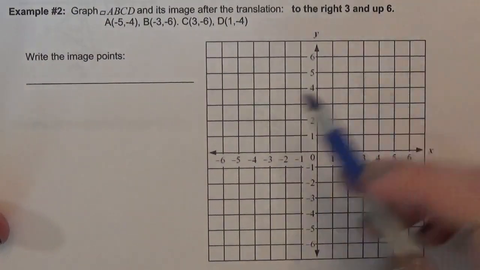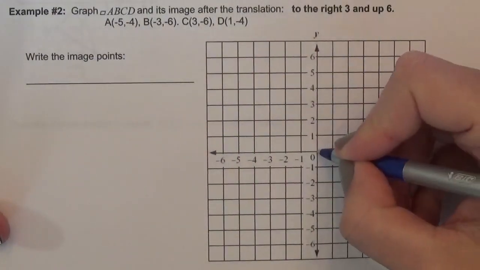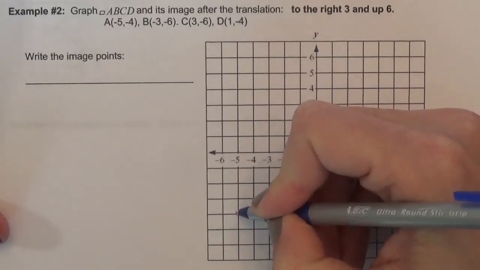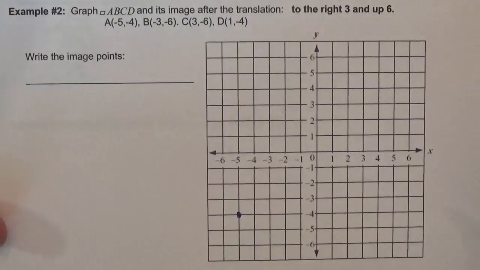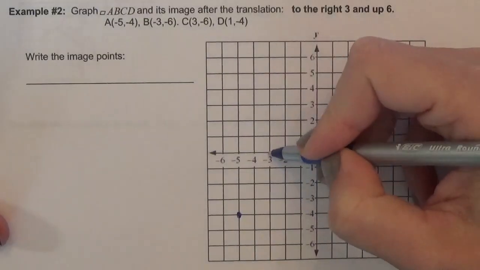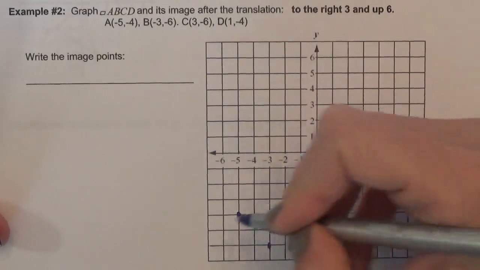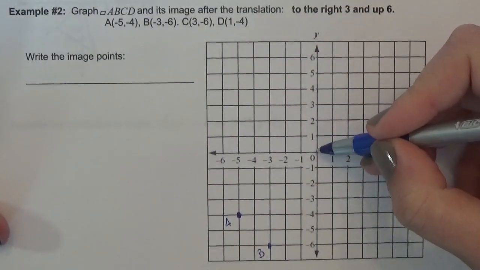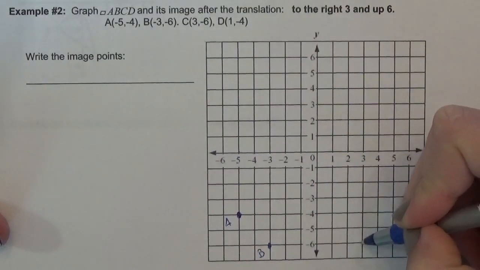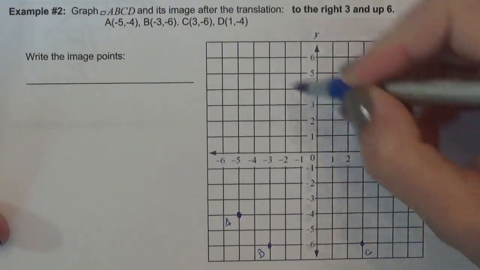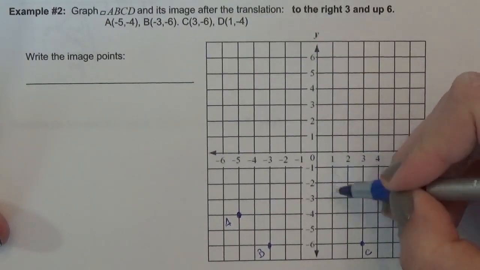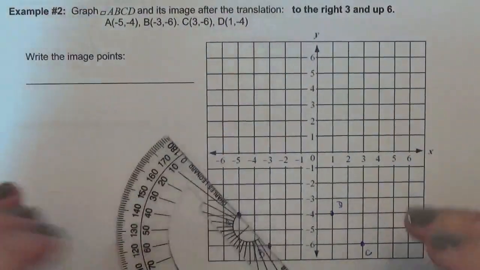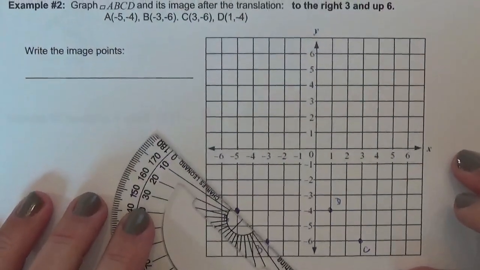Okay, so let's do this. Graph point A, (-5, -4). Notice how they labeled the lines here, not the spaces. Quite nice. Oh, I forgot to label. That would be A, this would be B. C is (3, -6), that's C, and D is (1, -4). That does look like it's going to be a quadrilateral.